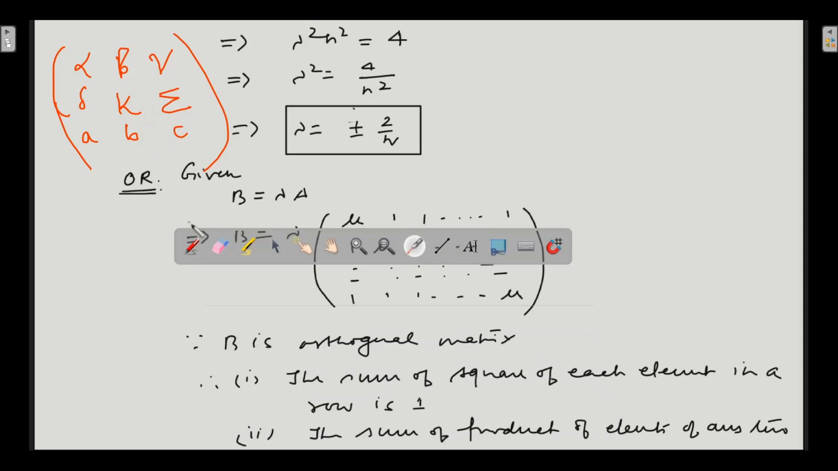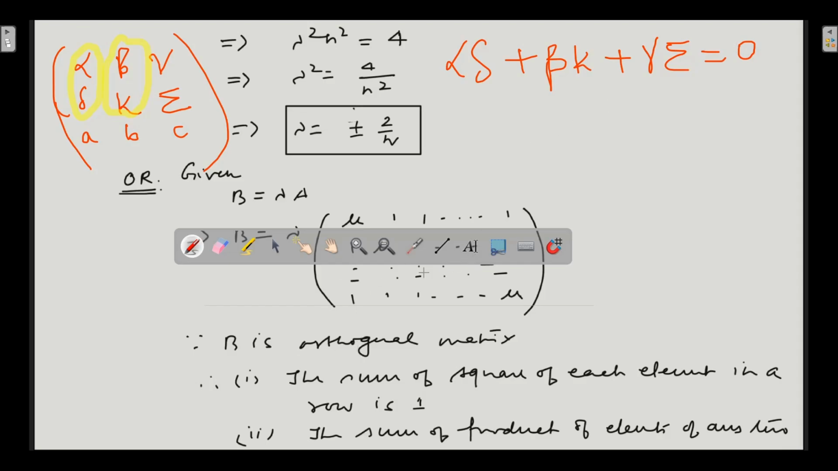Now what is the second condition that must be satisfied? The sum of the product of elements of any two rows. So the sum of these two elements multiplied by these two elements. The thing will be alpha delta plus beta kappa, considering the first and second row, plus gamma sigma. This product should be equal to 0.